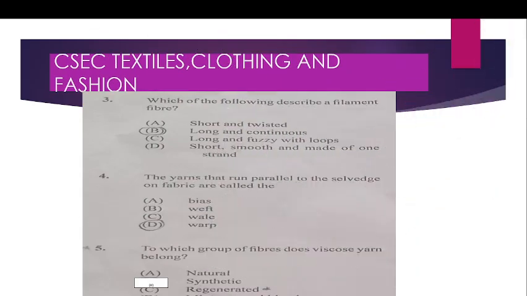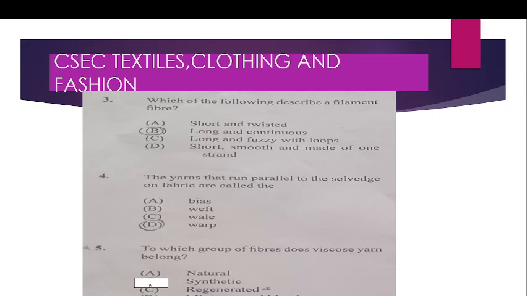Number three reads, which of the following describe a filament fiber? Now you know filament fibers are long and continuous. And you have two groups of fibers here as it relates to length. You can have short and long. Now the long ones are called filament, whereas the short ones are called staple. So the most suitable answer is B, long and continuous. So remember now, filament fibers are long and continuous.